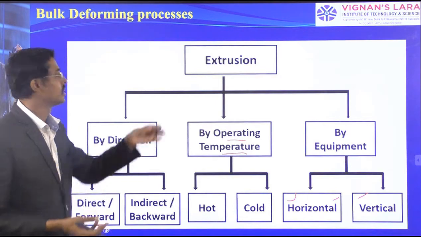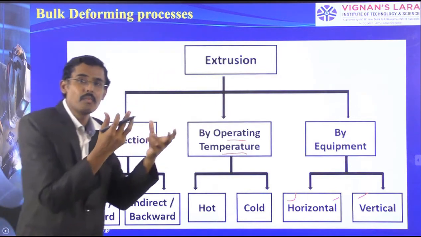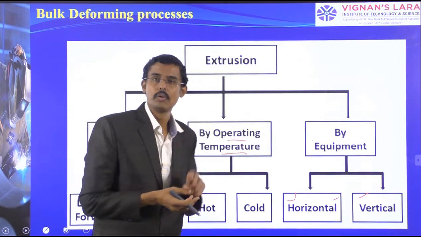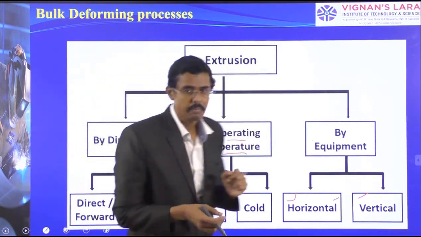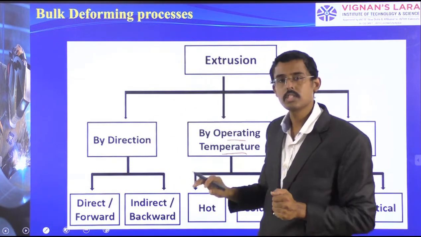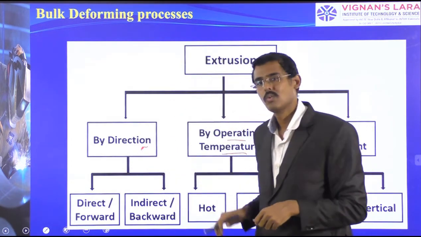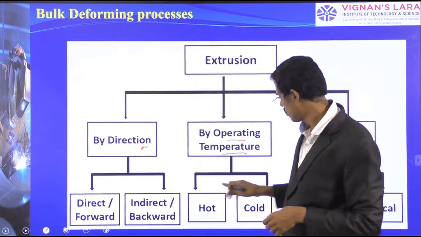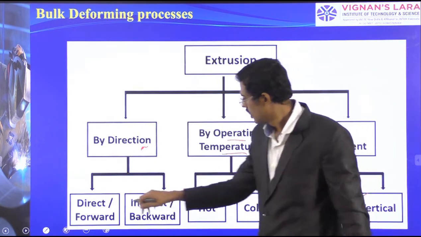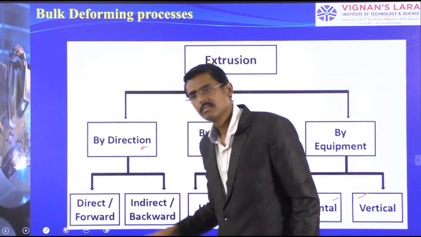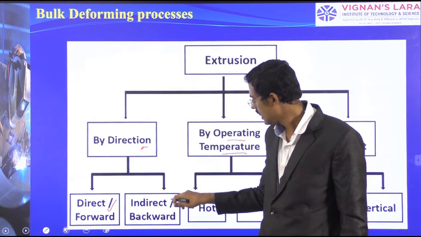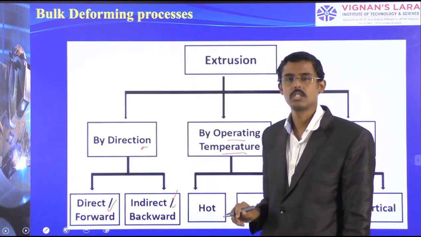I'm dividing the extrusion process in some terms. The terms may be temperature, the terms may be equipment. And the very important part, I am dividing the extrusion process in terms of directions. What is this? We have to see. This is important. This we know, hot and cold, up or down, horizontal, vertical, we know this. Here, the direct or forward extrusion and the indirect or backward extrusion we should see.